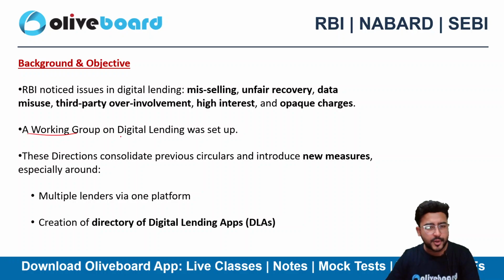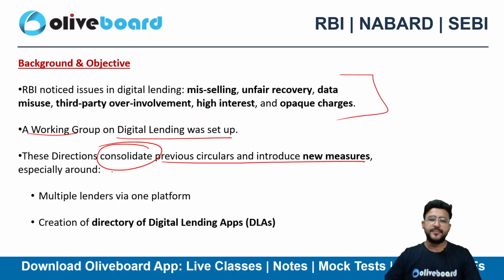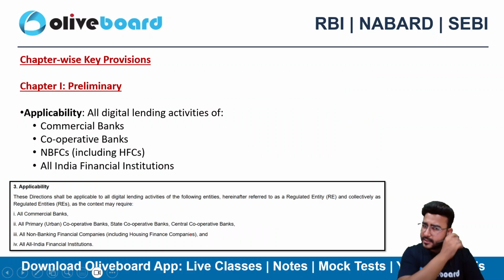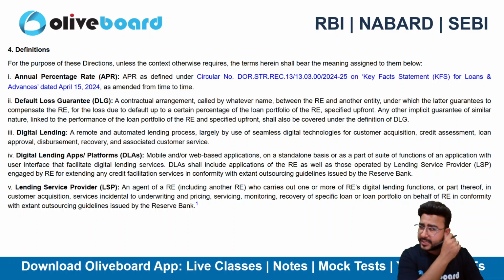So here we formed a working group on digital lending. It was earlier set up to review all the challenges being faced by people. These directions consolidate all the related previous circulars, all the things related to digital lending practices. So this is a consolidation, especially around multiple lenders via one platform and creation of a digital directory of digital lending apps, DLAs. This is applicable to all commercial banks, all primary, state and central cooperative banks as well, and NBFCs, including HFCs and All India Financial Institutions. We all know that there are 5 AIFIs in India as of now, right? Here are some of the definitions, like annual percentage rate. What do you mean by annual percentage rate? Let's suppose you have taken a loan.